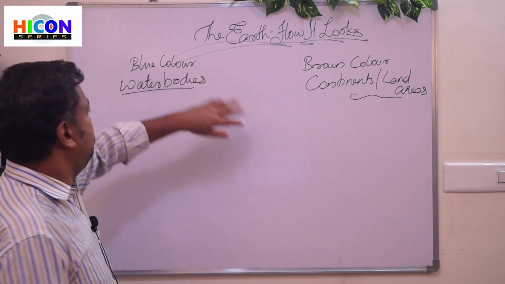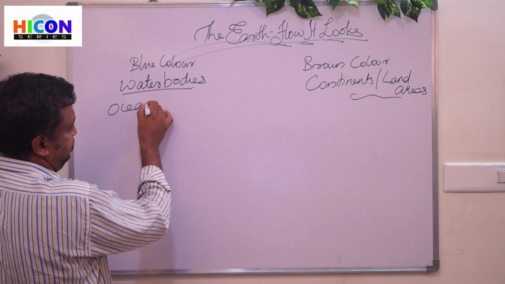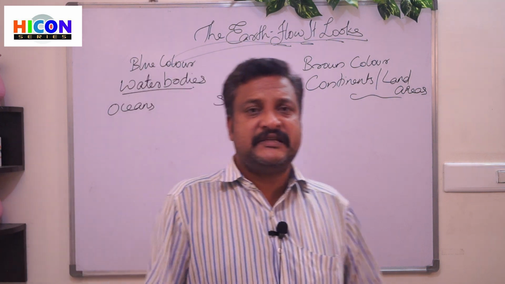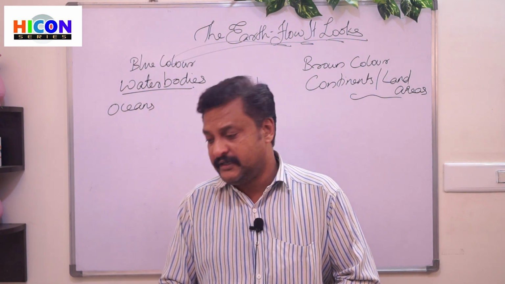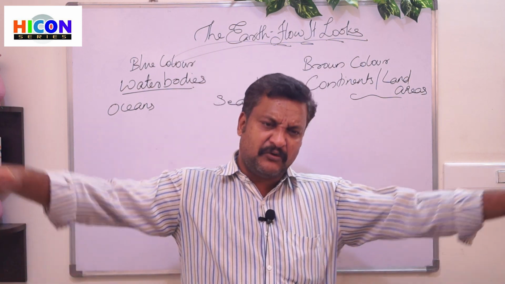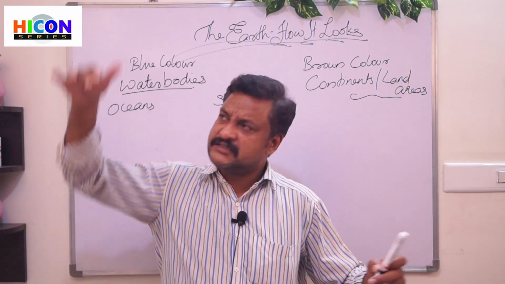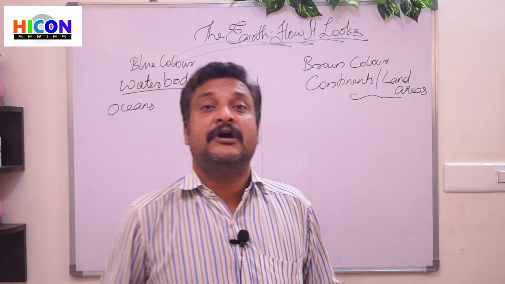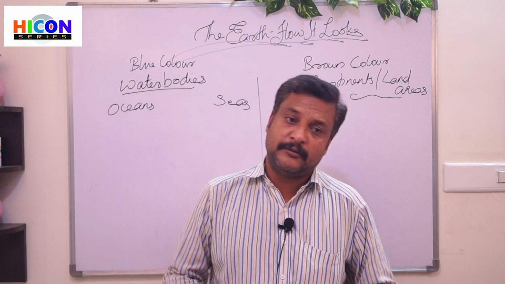And what are the major water bodies that we have? Oceans and seas. Okay, so oceans and seas are the major water bodies that we have on this earth. Right? Now, what is an ocean? Yeah, ocean is a very vast or large water body. A very vast, large and deep water body is called an ocean.